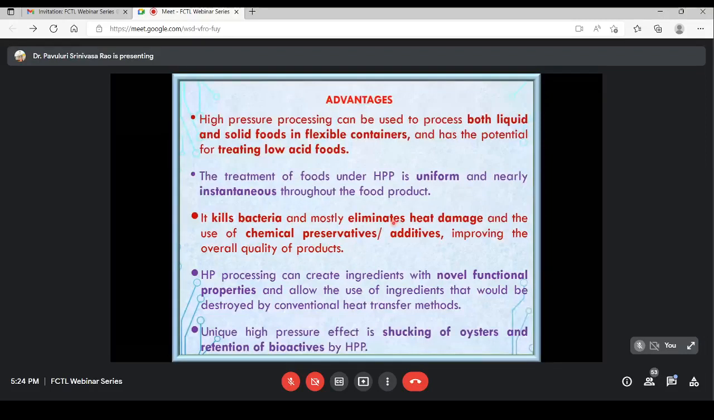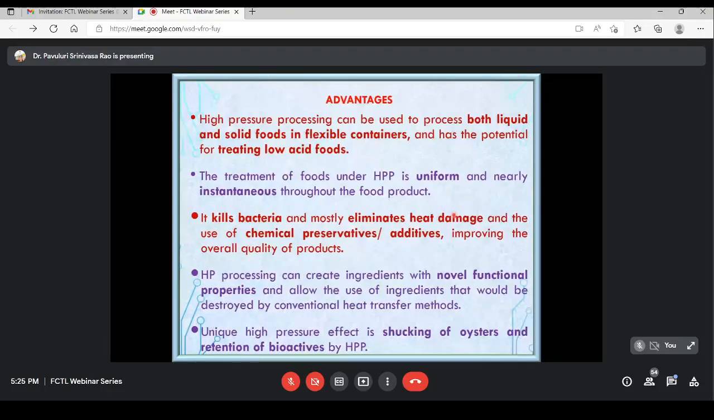So during the process, it kills the bacteria and mostly eliminates the heat damage because there is no temperature being applied externally. However, there may be a slight temperature increase due to the heat of compression. That's of course nominal, and commonly it is about 2 to 3 degrees centigrade for every 100 megapascal, depending upon what medium you are adopting.